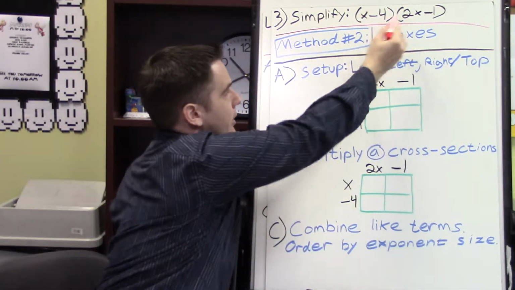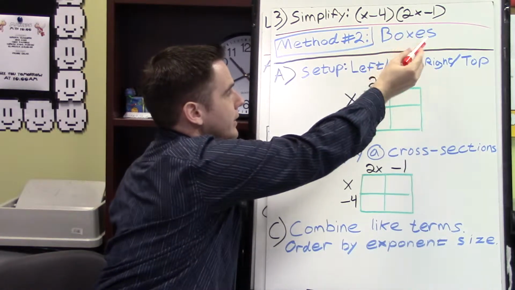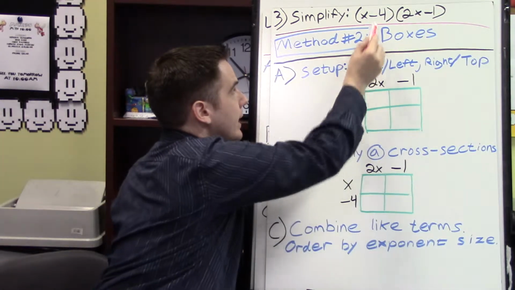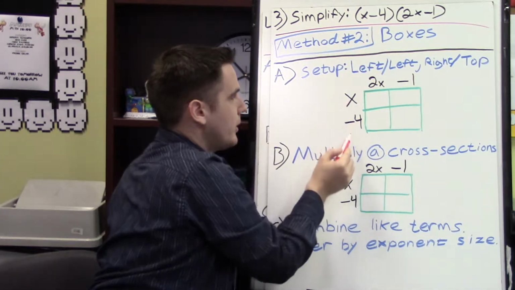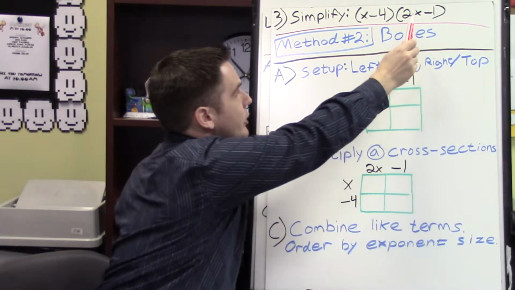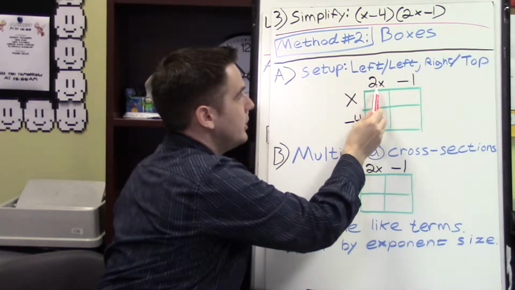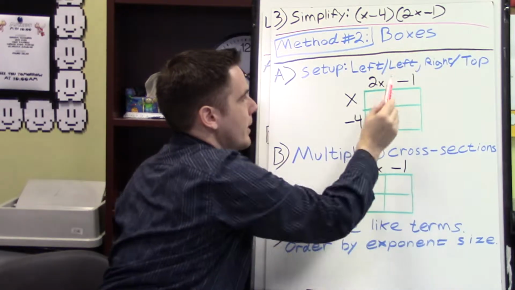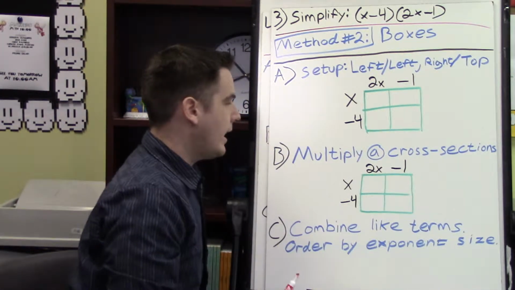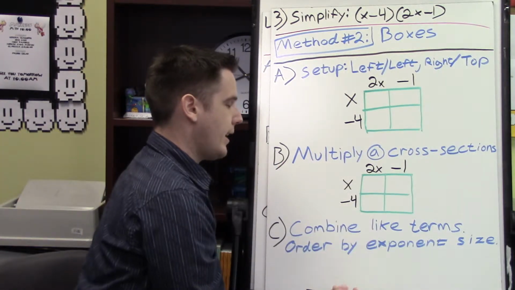So we've got the two expressions that we're multiplying into each other. So left goes on the left. Put the x here and negative 4 here. And I go in the order of like x first, kind of like that order of exponents. And then 2x minus 1, because it's the right one, so I put it on top. So that's how you set up a problem using the boxes. Then multiply at cross sections.